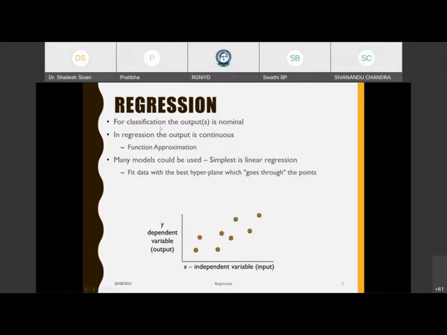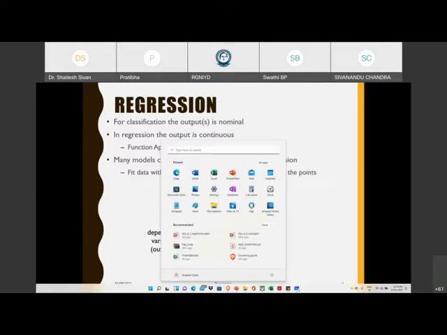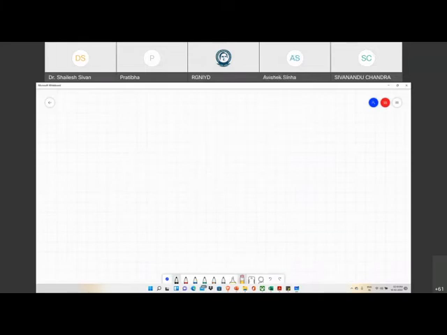As you discussed in the morning session, for classification the outputs are nominal, but in regression the output is continuous. So we have a set of independent variables x1, x2, x3, x4, etc. up to xn, and a dependent variable, and there will be a y value. In both classification and regression the representation is the same, but the actual difference is that in regression the value of y is continuous.